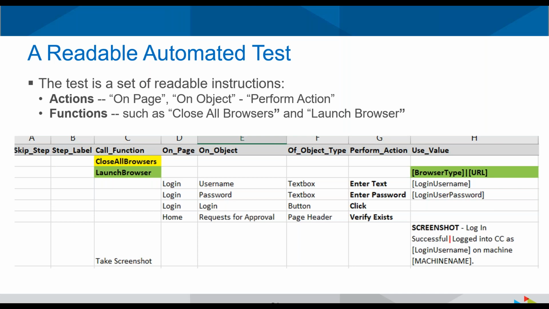In the middle, we have our application objects that we use, which we define by what page, what the object is, and the type of object. We do that based on how the person would see it. They would recognize the page as the login page, and then recognize the objects on the screen as a username, password, and a login button. And then when we click the login, we verify that we've gotten to the home page, which will tell us that it's a successful login.